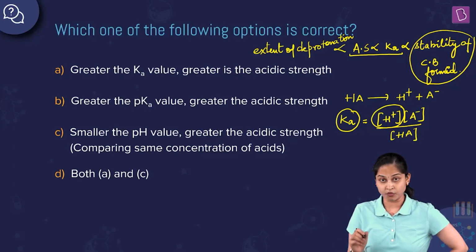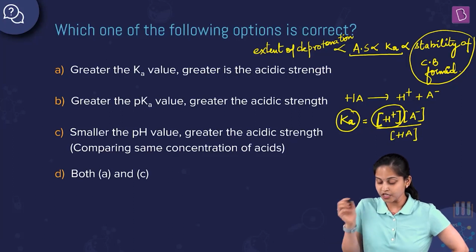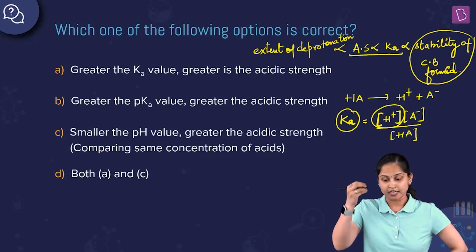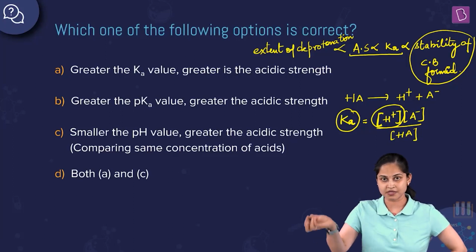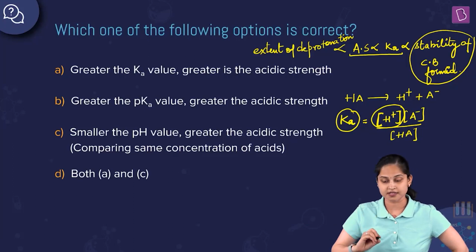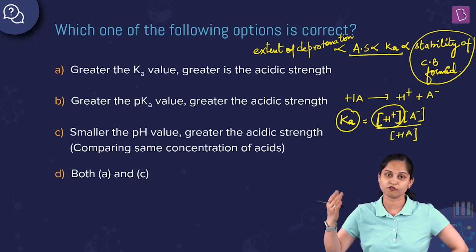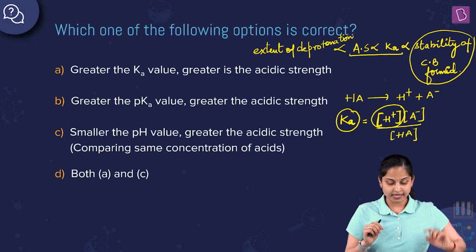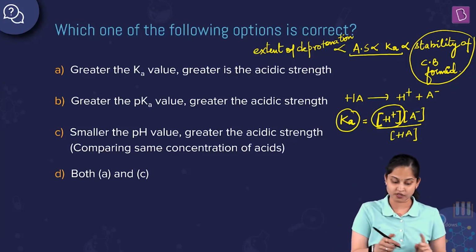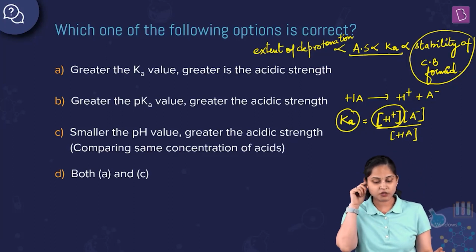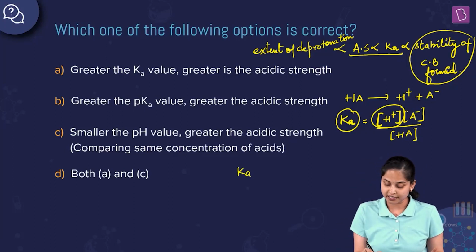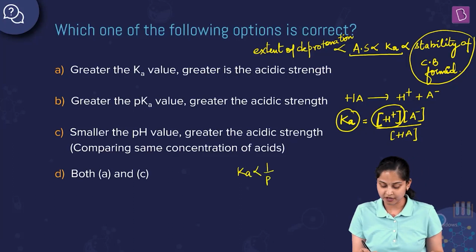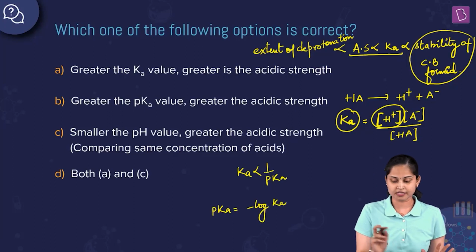See, H positive ion concentration is directly proportional to Ka value. If the extent of deprotonation is higher, that means Ka value is going to be higher, which means acidic strength is higher, which means stability of conjugate base formed will also be higher. Fine. That means greater the Ka value, greater is the acidic strength. Greater the pKa value, greater the acidic strength? No, because Ka value is inversely proportional to pKa value. Why? Because pKa is equal to negative log of Ka. That's why option number B is wrong.